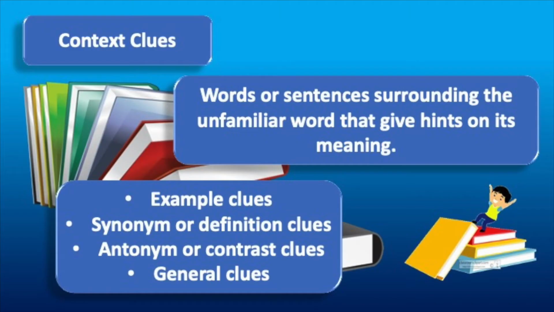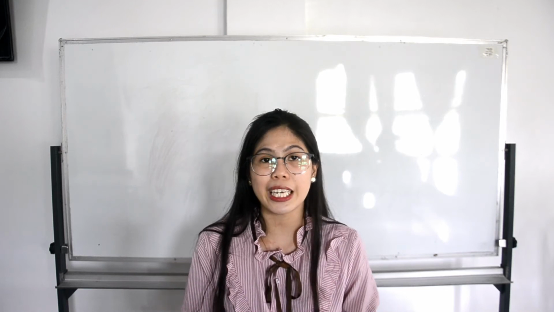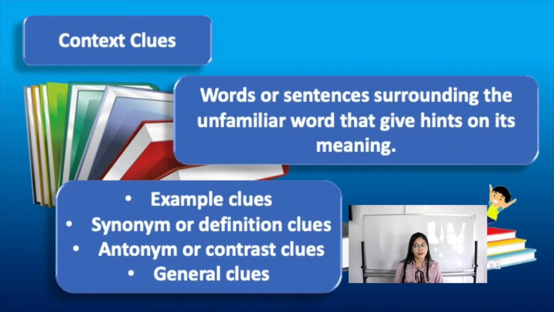Another strategy that will improve your vocabulary and reading skill is learning context clues. Context clues are words or sentences surrounding the unfamiliar word that give hints on its meaning. Even without using a dictionary, you will be able to know its definition through these context clues. We have different kinds of context clues: example clues, synonym or definition clues, antonym or contrast clues, and general clues.